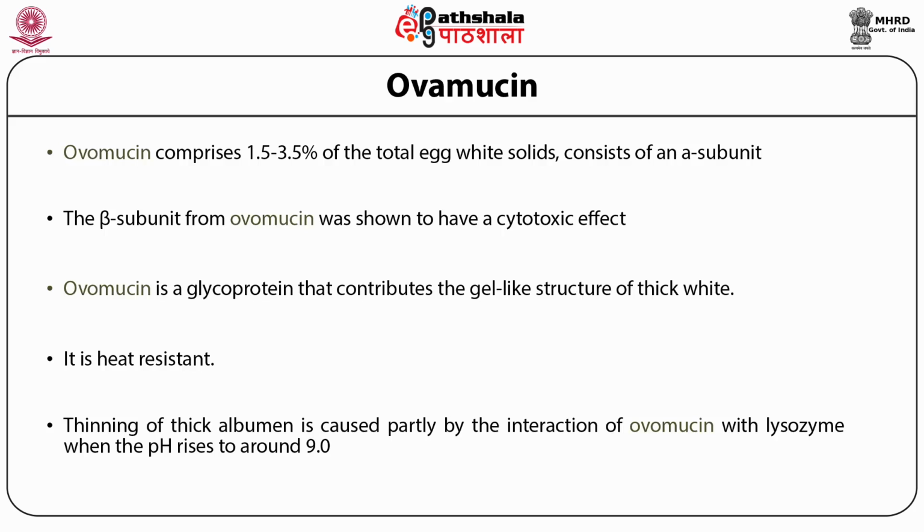Thinning of the thick albumin is caused partly by the... Avidin is a trace component constituting 0.05% of the egg white. It is a tetrameric, strongly basic glycoprotein composed of subunits of identical amino acid composition and sequence, of 15.6 kDa and 128 amino acids each.